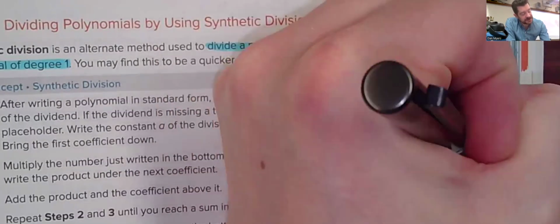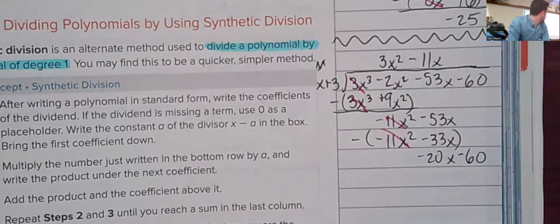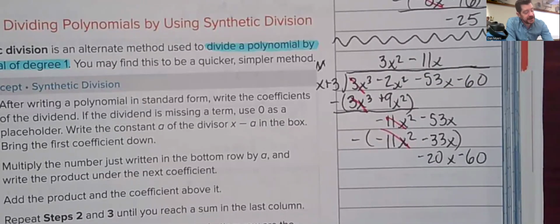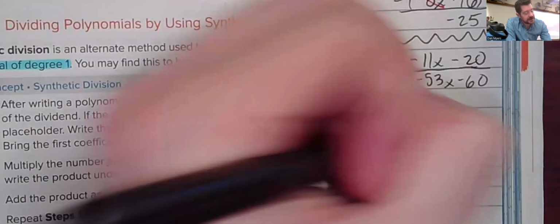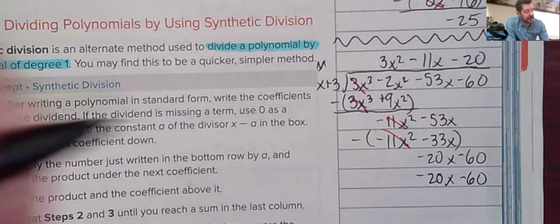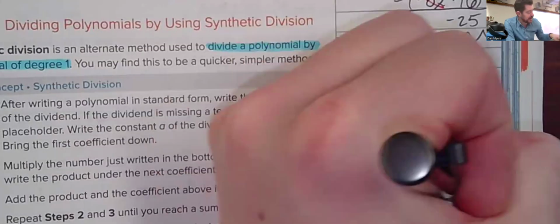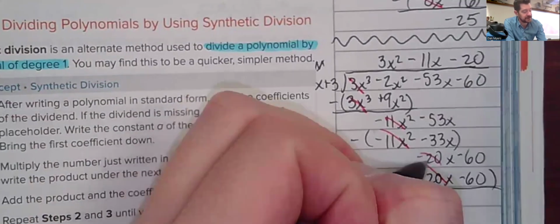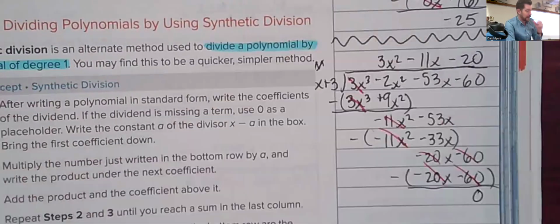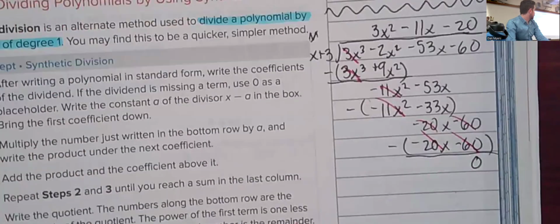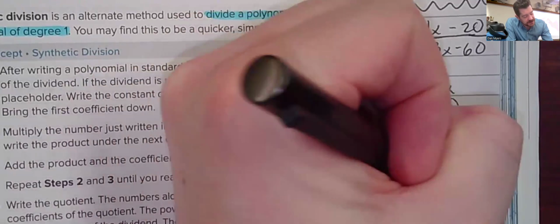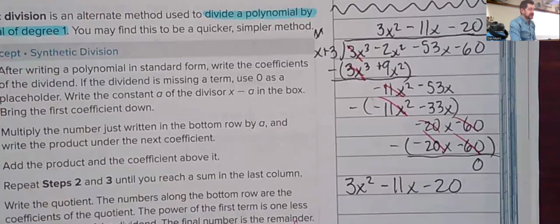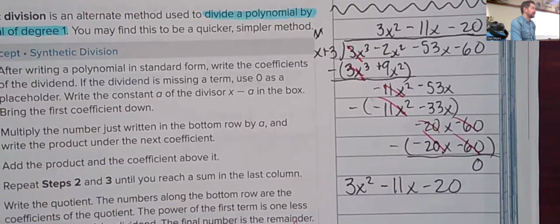Bring down the negative 60. And then do this one more time. X goes into negative 20x negative 20 times. Negative 20 times x is negative 20x. Negative 20 times 3 is negative 60. And we can see that we have the exact same values twice, which means everything will cancel here, leaving us with a remainder of 0. So the quotient ends up equaling 3x squared minus 11x minus 20, which is exactly what we got with synthetic division. There's no difference. So both of them get us to the same place.